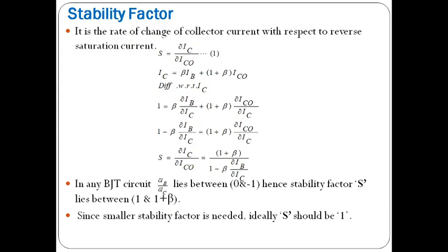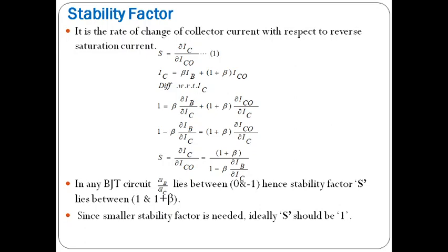When we are deriving ∂IC/∂VBE, we need to consider ICO and beta constant. When we are deriving ∂IC/∂beta, ICO and VBE are constant. Yes, in any BJT circuit, ∂IB/∂IC lies between 0 and -1. Hence, the stability factor lies between 1 and 1 plus beta. So we know the ideal value of the stability factor is very small.